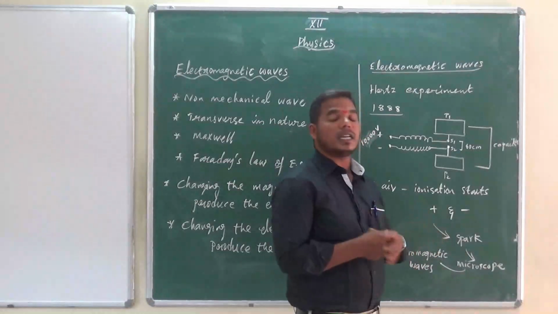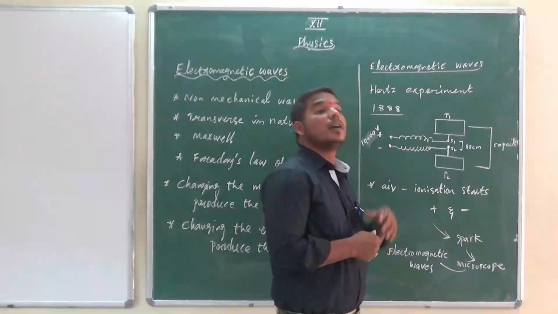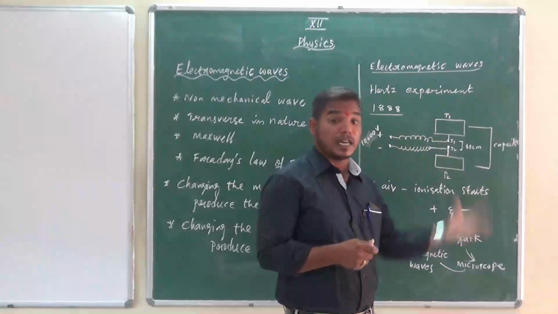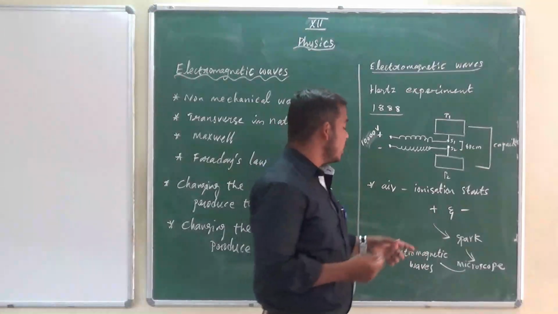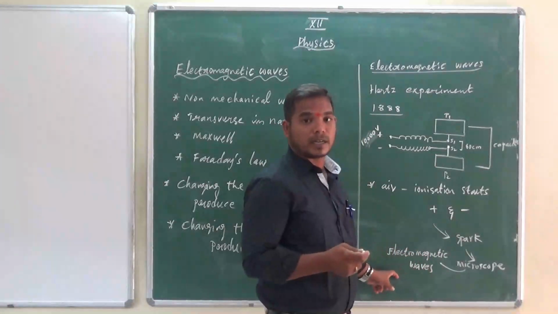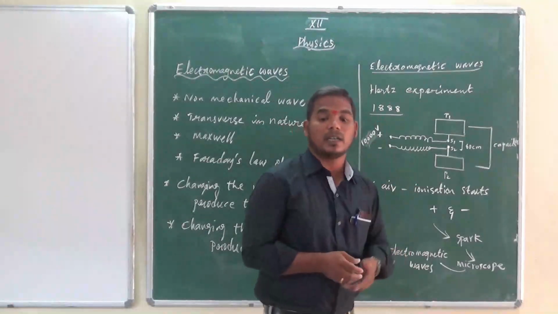We cannot see it directly with the naked eye, so we use a special instrument, a spectrometer or microscope or any other high resolution instrument. We get the spark. The spark is known as electromagnetic waves. This is the experimental confirmation of electromagnetic waves.